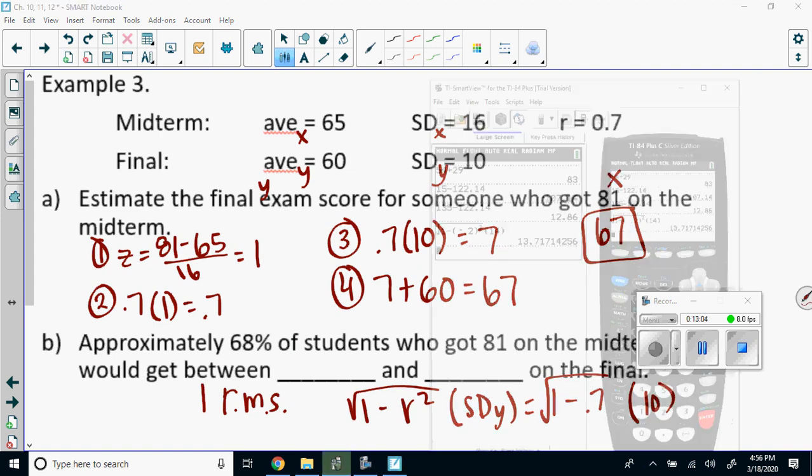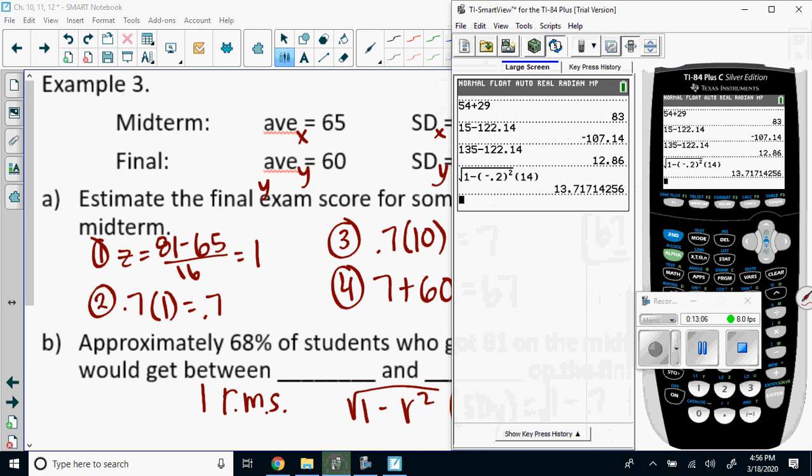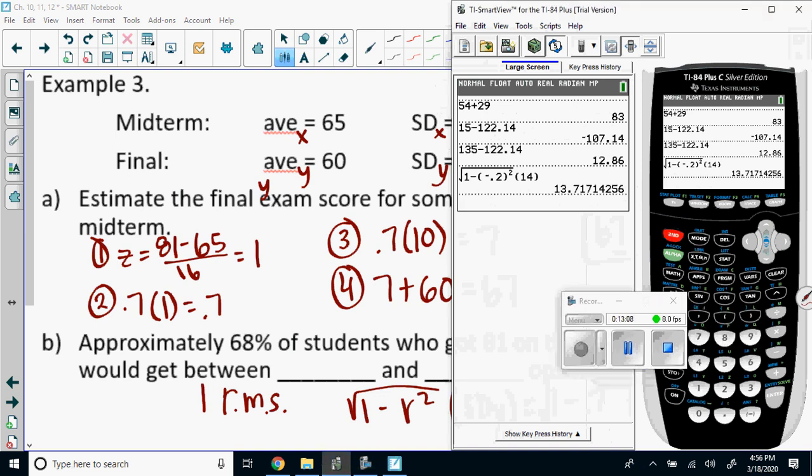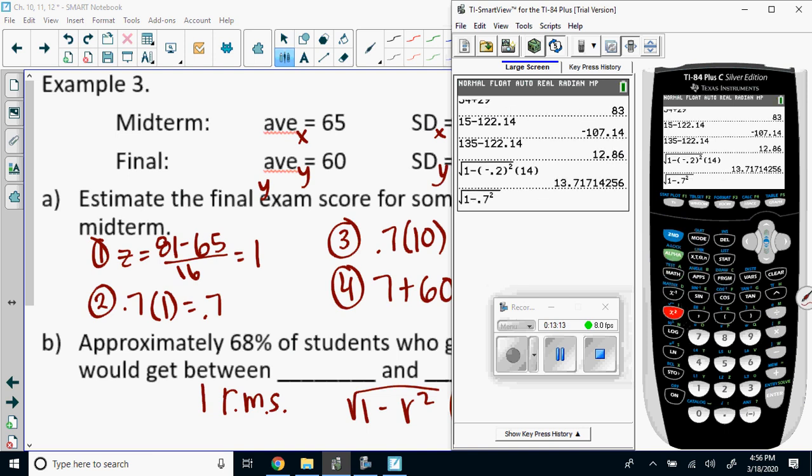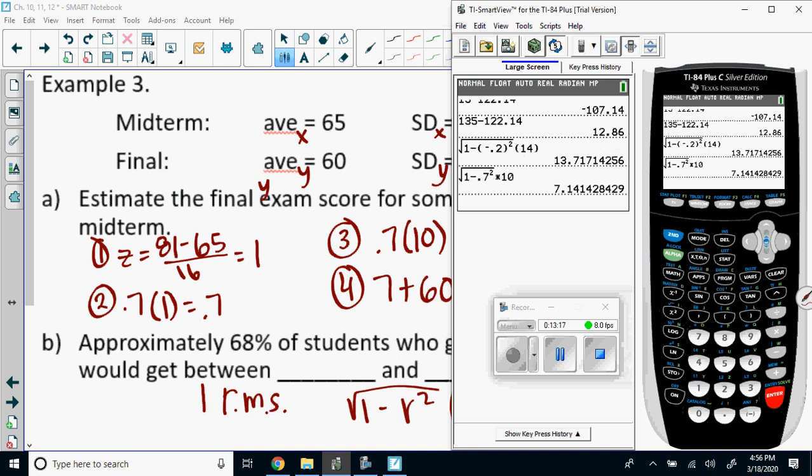Type that into my calculator. Square root of 1 minus 0.7 squared times 10 gives us a standard deviation of 7.